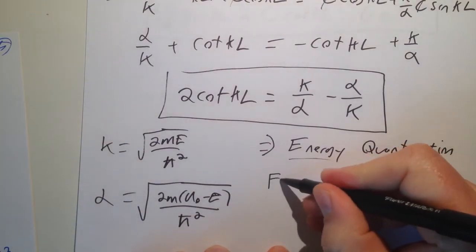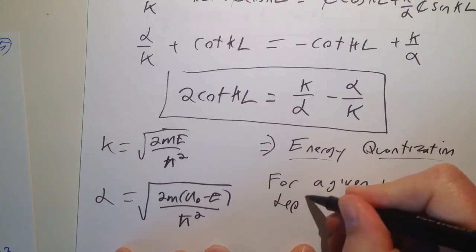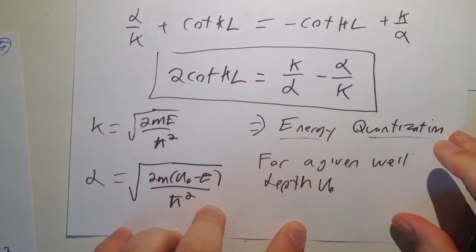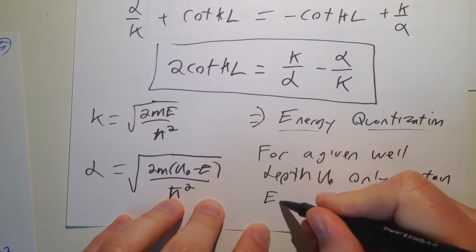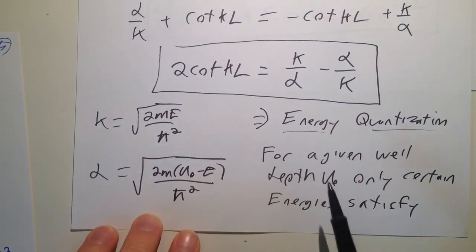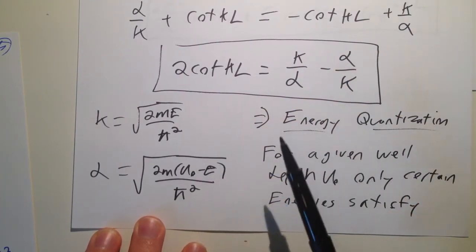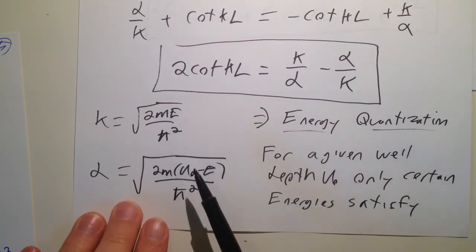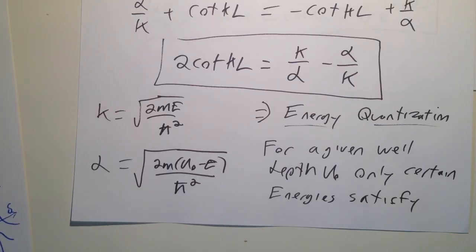So for a given well depth, U naught, only certain energies satisfy. Remember in alpha we have U naught, so if I fix U naught to be some certain value, we then find that only certain values of E, which are found in K and alpha and these constants here, satisfy this equation. So that is energy quantization. Only certain energies and correspondingly certain wavelengths will satisfy.